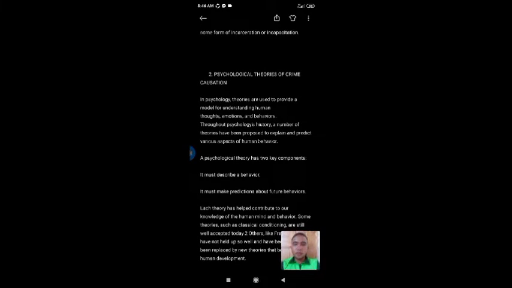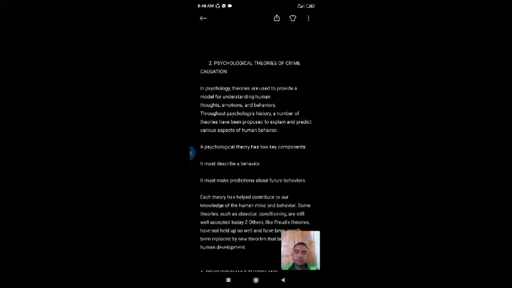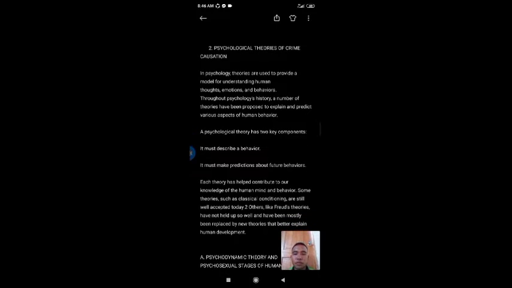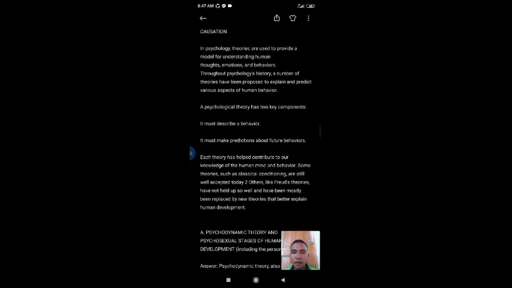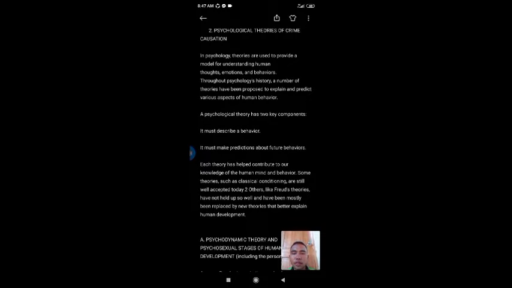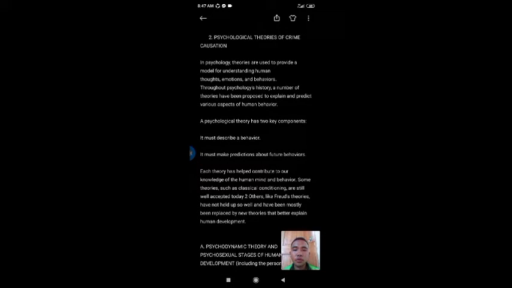So the next is the psychological theories of crime causation. In psychology, theories are used to provide a model for understanding human thoughts, emotions, and behaviors. Throughout psychology's history, a number of theories have been proposed to explain and predict various aspects of human behavior. A psychological theory has two key components: it must describe a behavior, and it must make predictions about future behaviors. Each theory has helped contribute to our knowledge of the human mind and behavior.